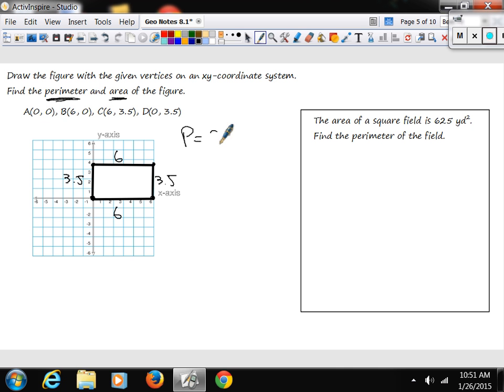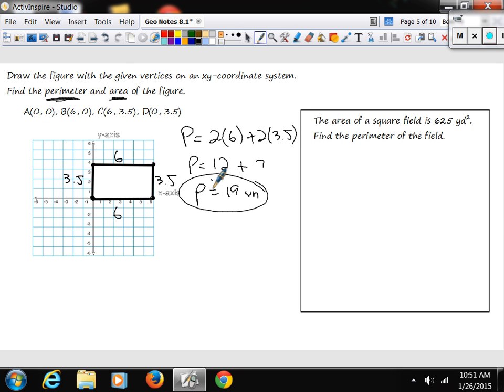Okay, so I've got 2 6s, don't I? Don't I have 2 6s that I need to add together? And don't I have 2 3.5s? So I've got 2 of each one. I need to add them all up. So I've got 2 6s, which would add up to 12. I got 2 3.5s, which would add up to 7. So my perimeter is 19, and that's just units. That's not square units. 19 is a linear measurement around it.